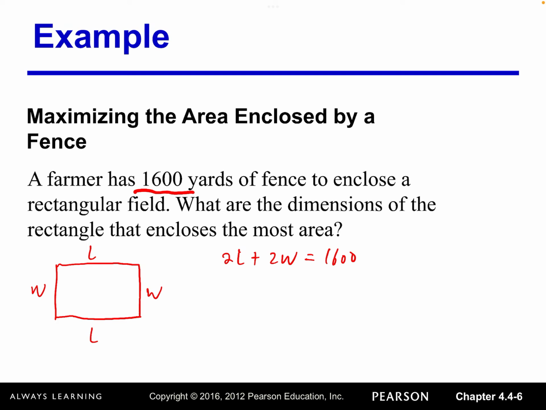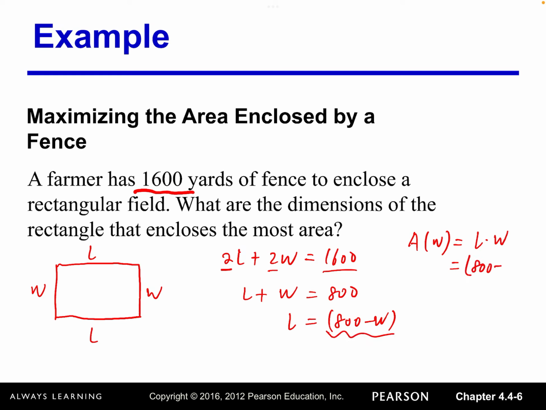We notice they are all even numbers, so we can cancel 2 out. So we have L plus W equals 800. And then we can represent L equals 800 minus W, right? And then the area function, if we only want to represent it in terms of W, equals length times width, right? But we don't want another variable, so instead we use 800 minus W to represent L, because that's equivalent.